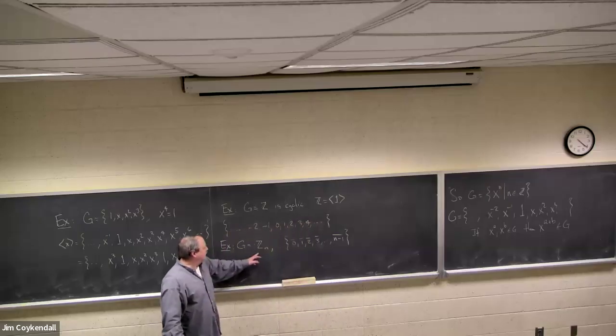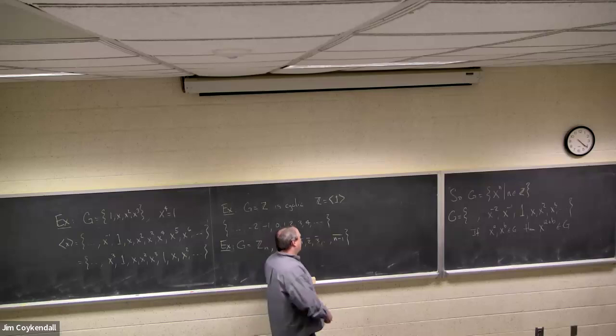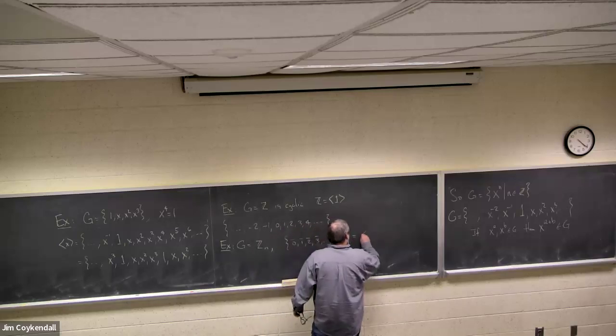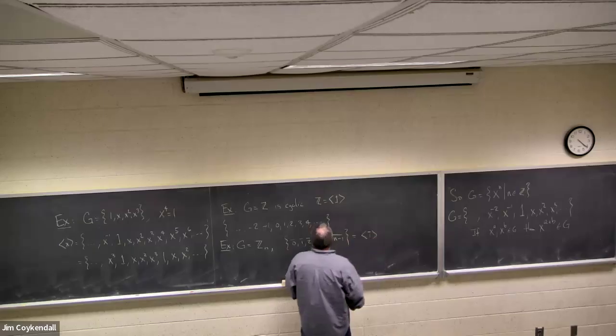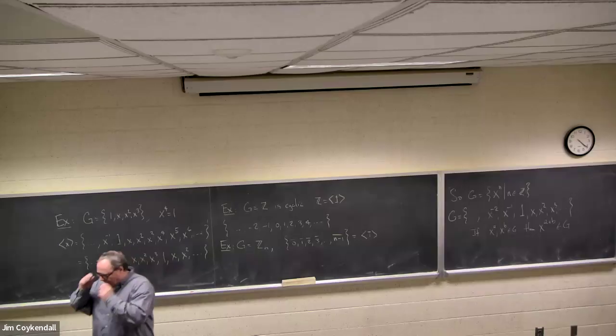We've looked at several examples. This is under addition. Z mod n under addition, 0 bar, 1 bar, 2 bar, all the way to n minus 1 bar. You add like a clock. This is generated by 1 bar. And actually, this may have more generators, but 1 bar certainly works here additively.